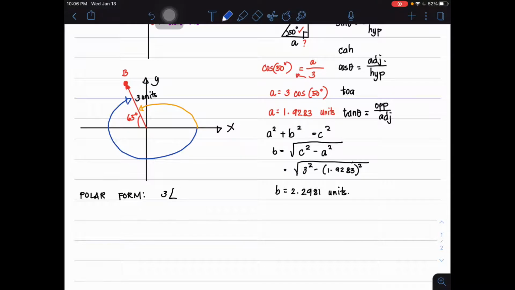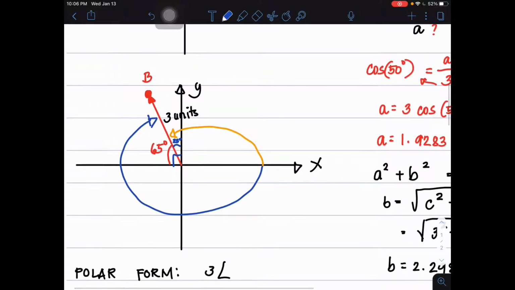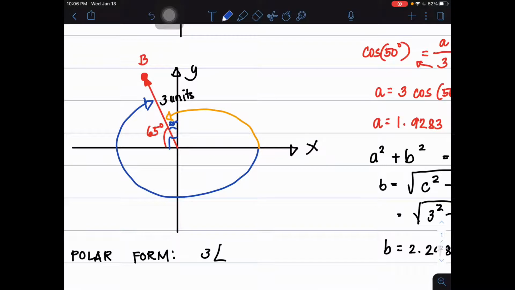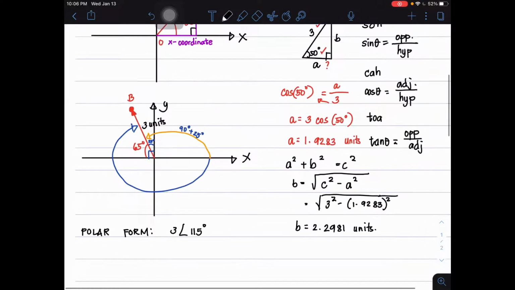So if this is 65 degrees and this measurement is 90 degrees, therefore 90 minus 65 gives us 25 degrees. So this remaining one is 25 degrees. To get the yellow angle, we're going to have 90 degrees plus 25 degrees, which gives 115 degrees. So that is the polar form of our vector.